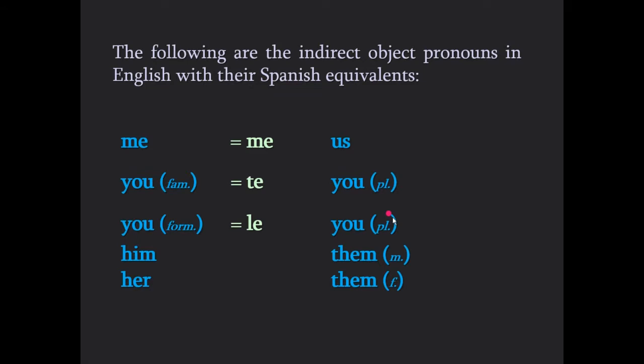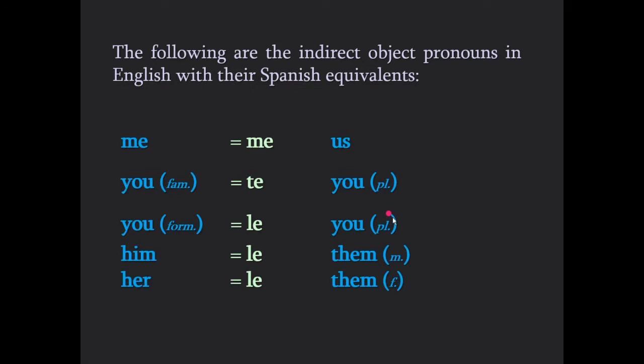So you're giving something, I'm giving something to you, for example, the President. I'm giving something to you, Mr. President, that is le, to you. To him would be le. And to her is also le. So notice that we use the word le for to you formal, we use it for to him, and we use it also for to her.